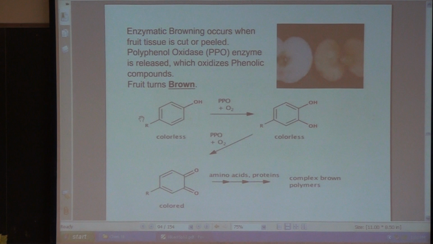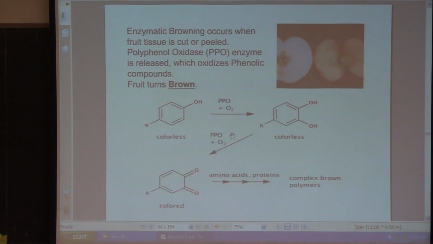So here's the phenolic compound. Here's the benzene ring. There's an alcohol group. Here's an R group. So this is just an alkyl group, could be some hydrocarbon chain. It reacts with the enzyme PPO and oxygen to produce this compound here. Note that what it's doing is adding another alcohol functional group. These two compounds are colorless.